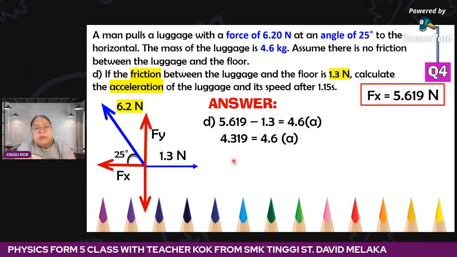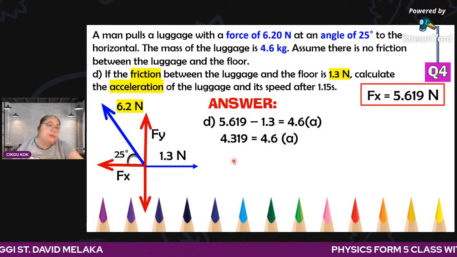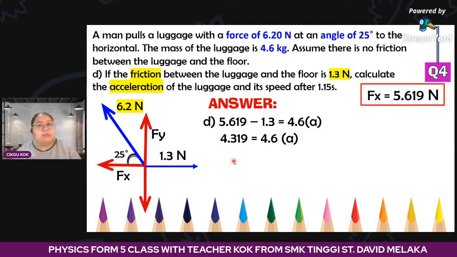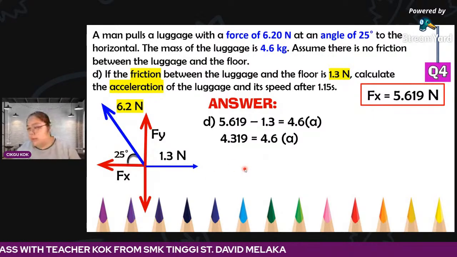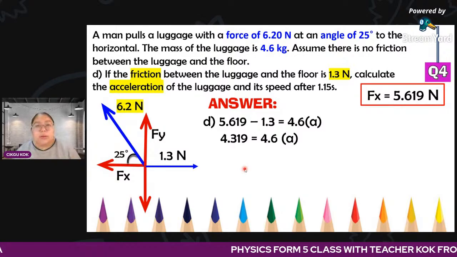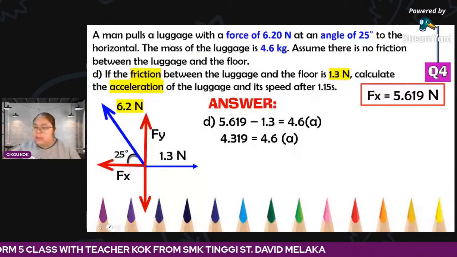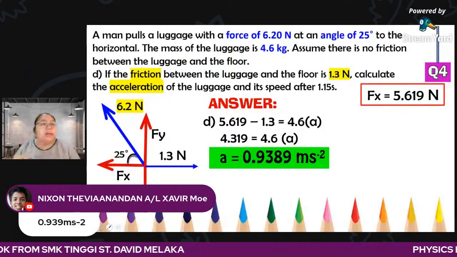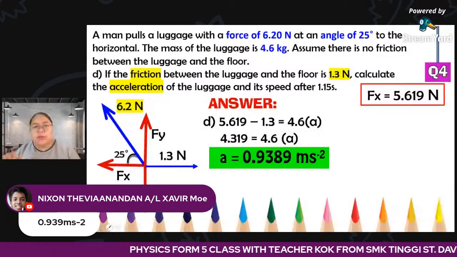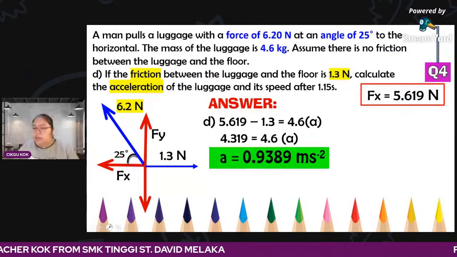Okay, because you get a positive answer, that means the luggage still moves forward. Okay, what is the acceleration from this question? Okay, anybody can answer it? Okay, 0.939. Okay, we check. Okay, that's correct. Okay, the unit m/s^-2 is correct. Okay, 0.9389 or 0.939 or 0.94, 0.94 is also correct. Okay, Jessica also correct. Ling Han also correct. Okay, Yiru also correct.